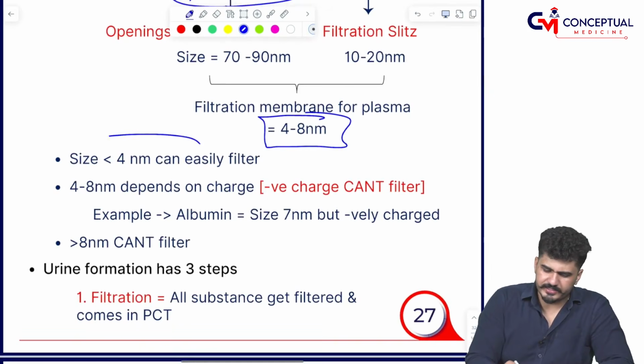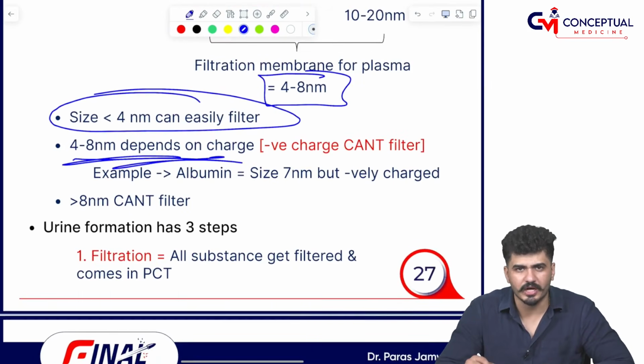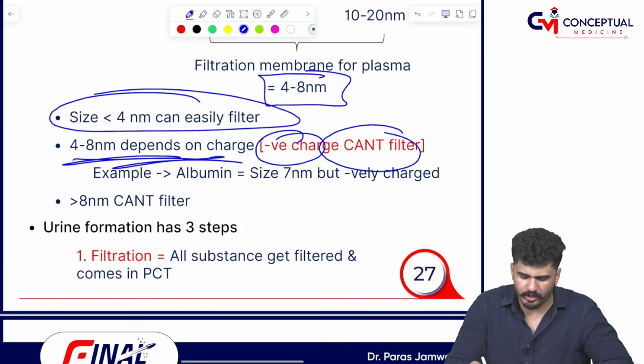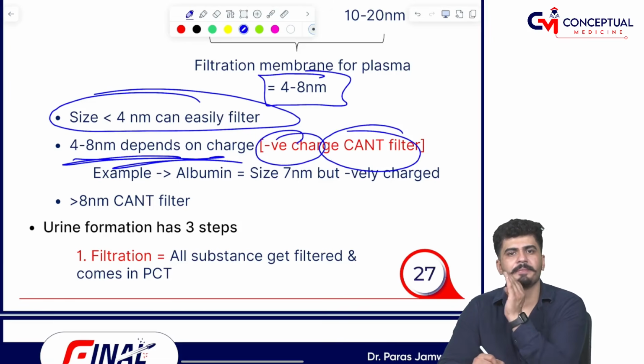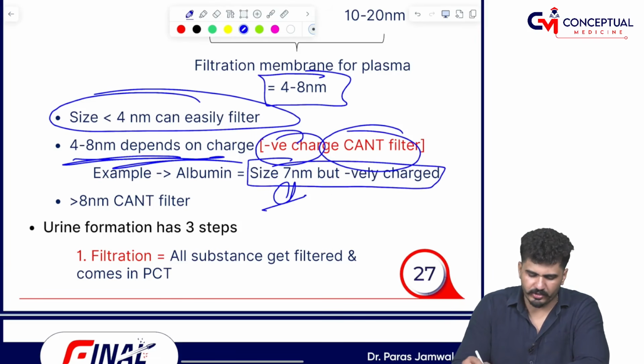So my dear friends, less than 4 nanometer easily filters. 4 to 8 nanometer depends on charge. If negatively charged, they cannot filter. For example, albumin. This is your previous year question. The size is 9 nanometer, but it is negatively charged. That is why it cannot filter.